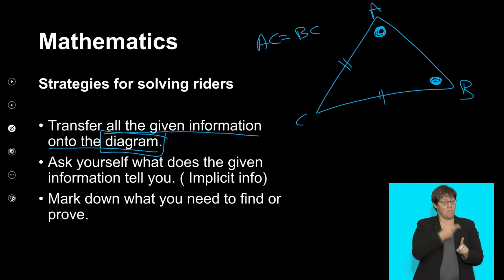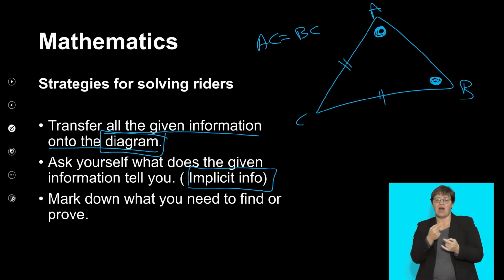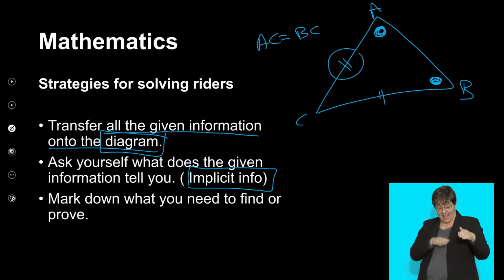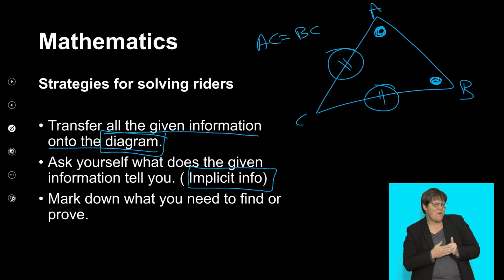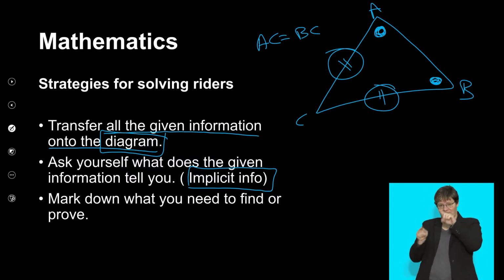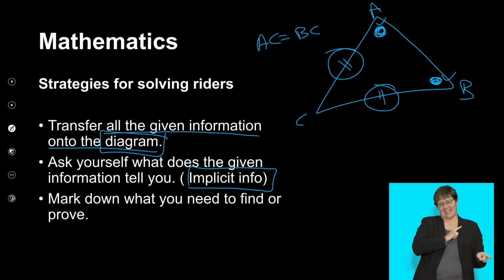And then from there, you ask yourself, what does the given information tell you? This is the implicit information, as I said. Based on the fact that I know that AC is equal to BC, I will then say implicitly they are telling me that this is an isosceles triangle. What else do I know about an isosceles triangle? It has base angles equal to each other. Therefore, angle A becomes equal to angle B. Do you see? That's because I was told AC is equal to BC. So that's how you try and understand your diagram.